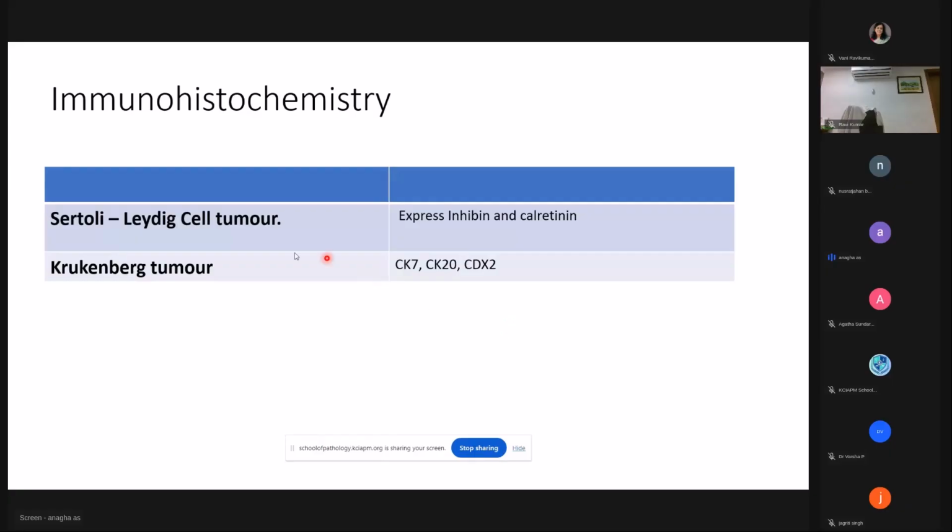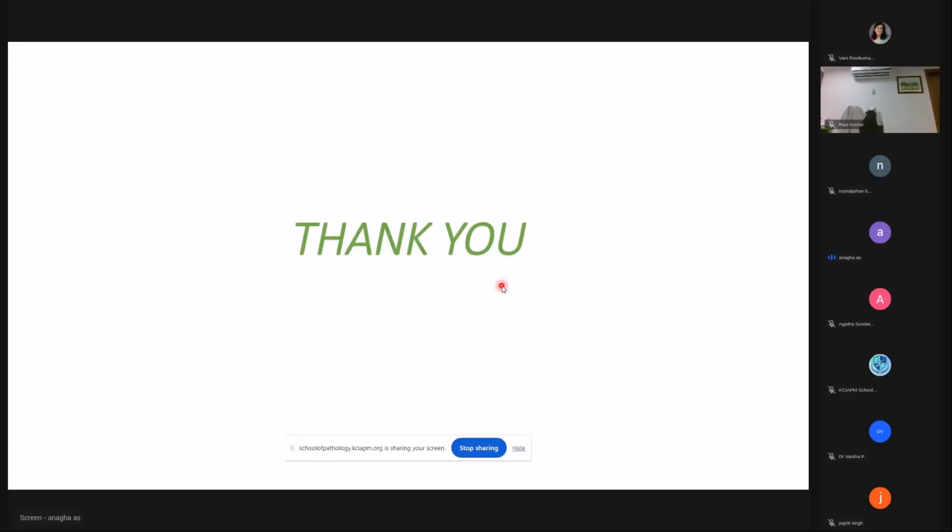So my final diagnosis would be either a moderately differentiated Sertoli-Leydig cell tumor or a Krukenberg tumor. Most Sertoli-Leydig cell tumors express inhibin and calretinin, and Krukenberg tumor, based on the origin of the tumor, may express CK7, CK20 and CDX2.